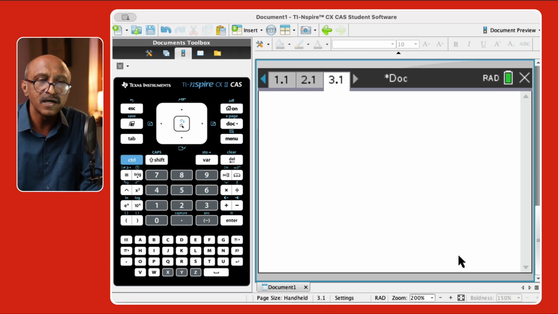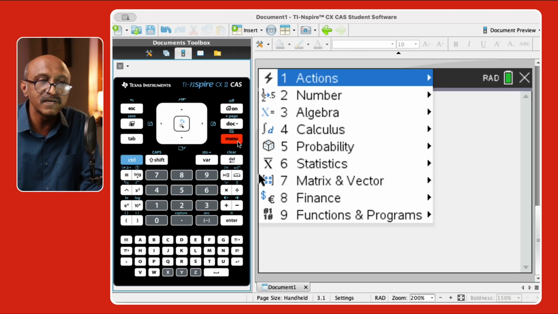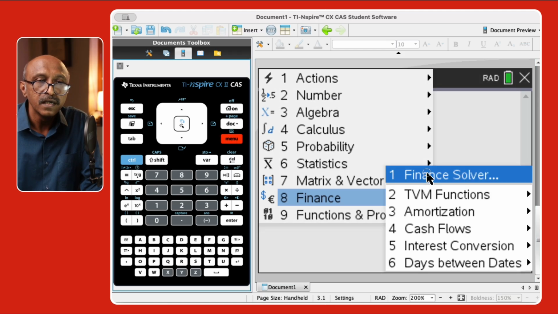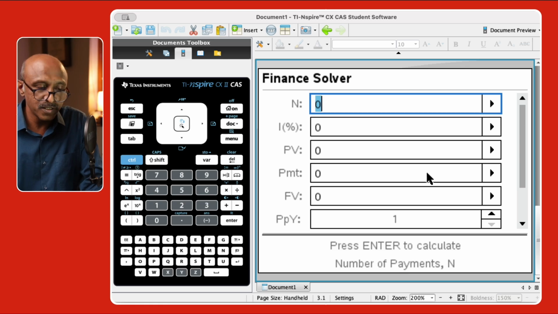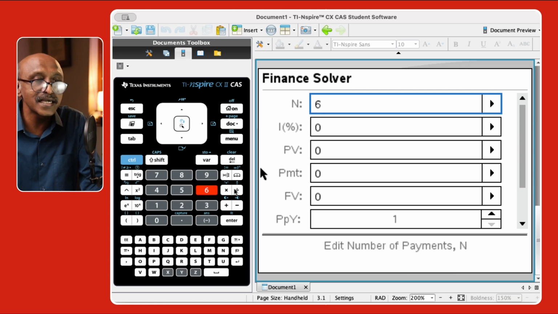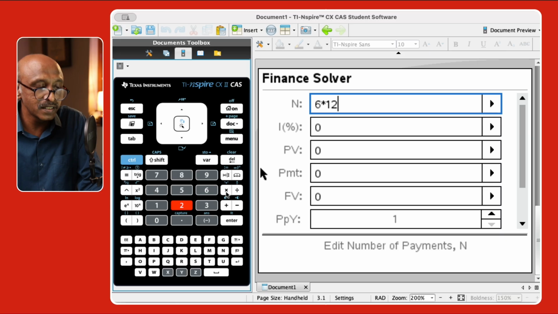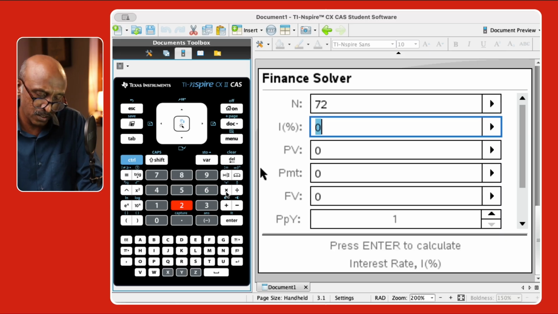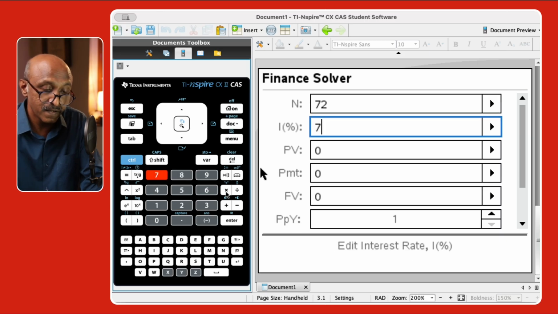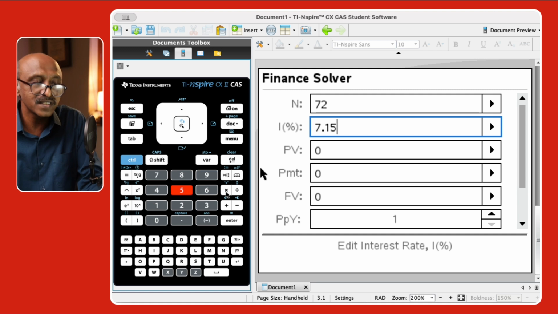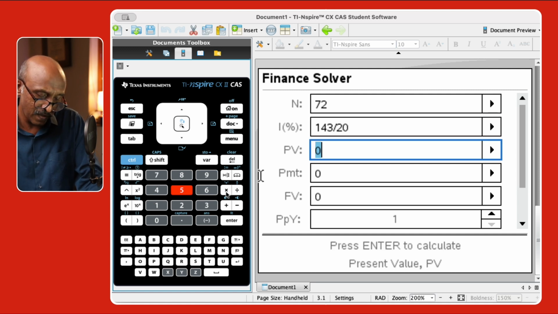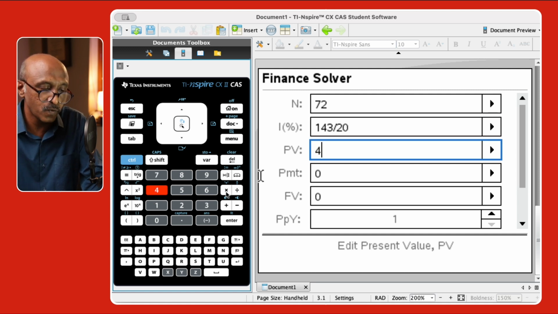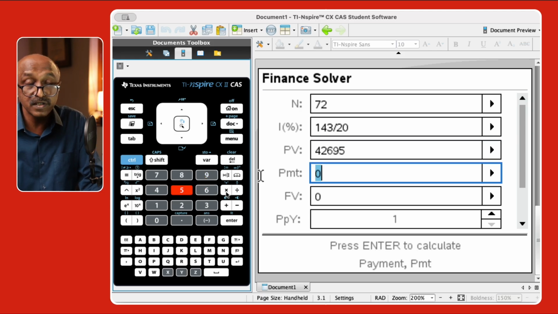Okay, I'm going to hit okay, and I'm going to go back to my finance solver now. And oh, everything disappeared. So let's do that again. So 6 times 12 is what I entered. Tab, I think it was 7.15. Interesting, it doesn't save all these things. Present value is 42695. Payment is what we are trying to calculate.